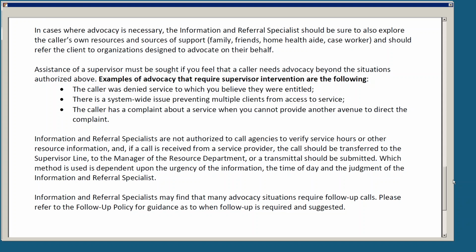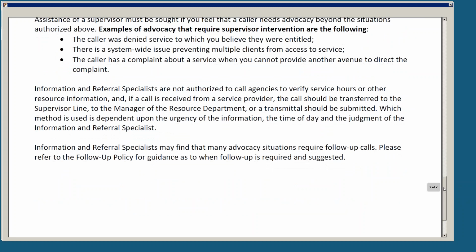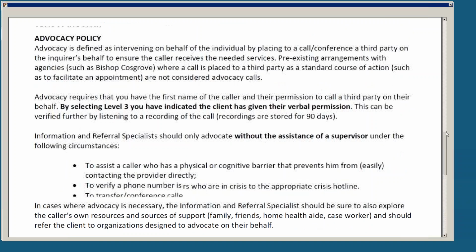Navigation specialists may find that many advocacy situations require follow-up calls. Please refer to the follow-up policy for guidance as to when follow-up is required and suggested.